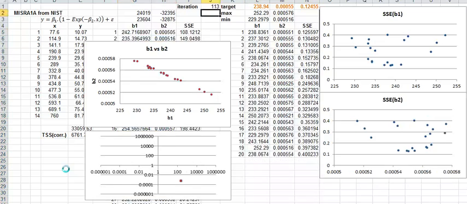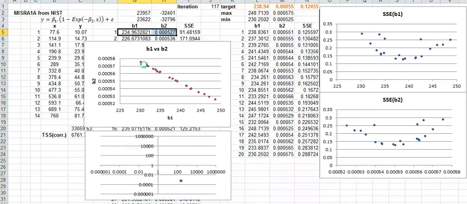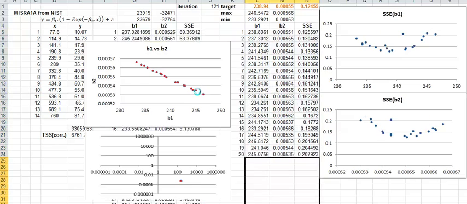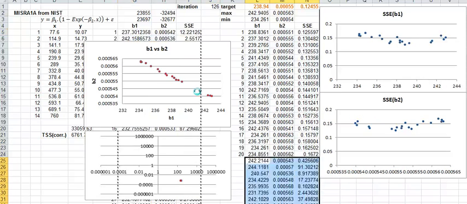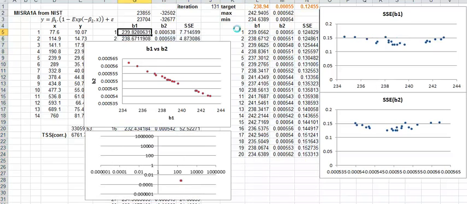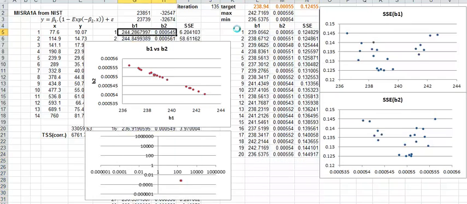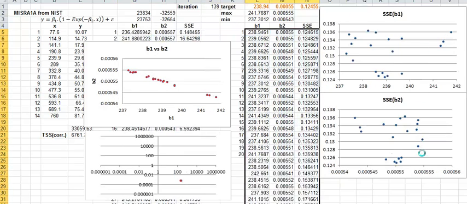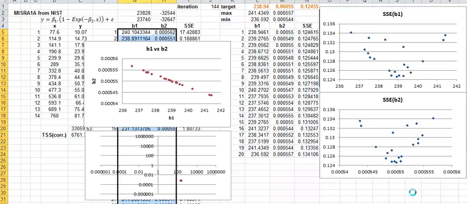So I've got a good example of stochastic funnel working despite the fact that there's considerable correlation between beta 1 and beta 2 in the region of the best parameter estimates. Here we've got the minimum and maximum values. And looking at the plots, we can see that we're certainly closing in on the optimal parameter values.